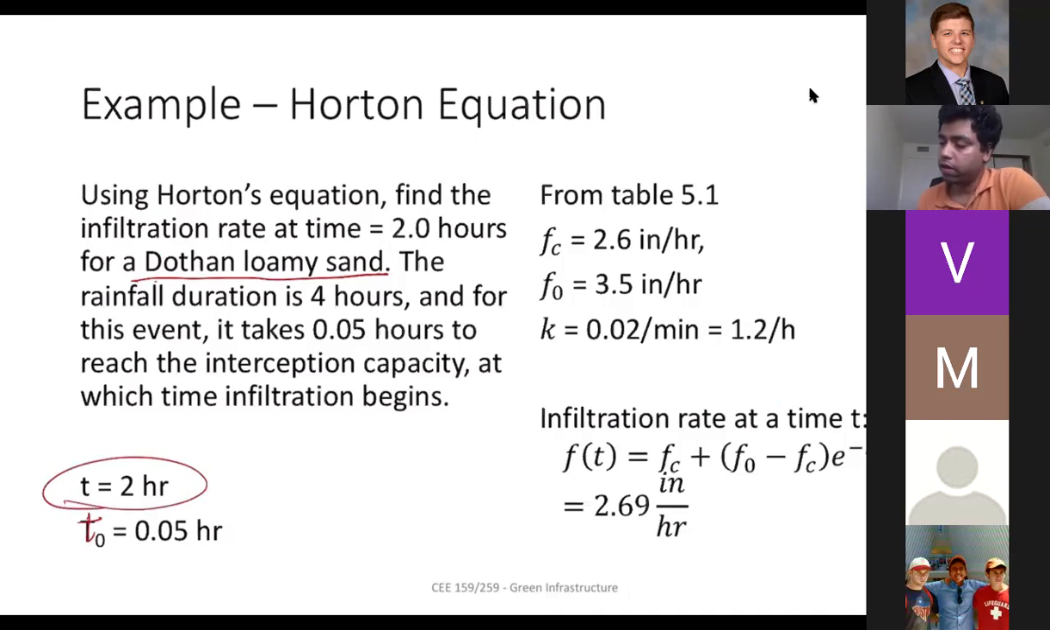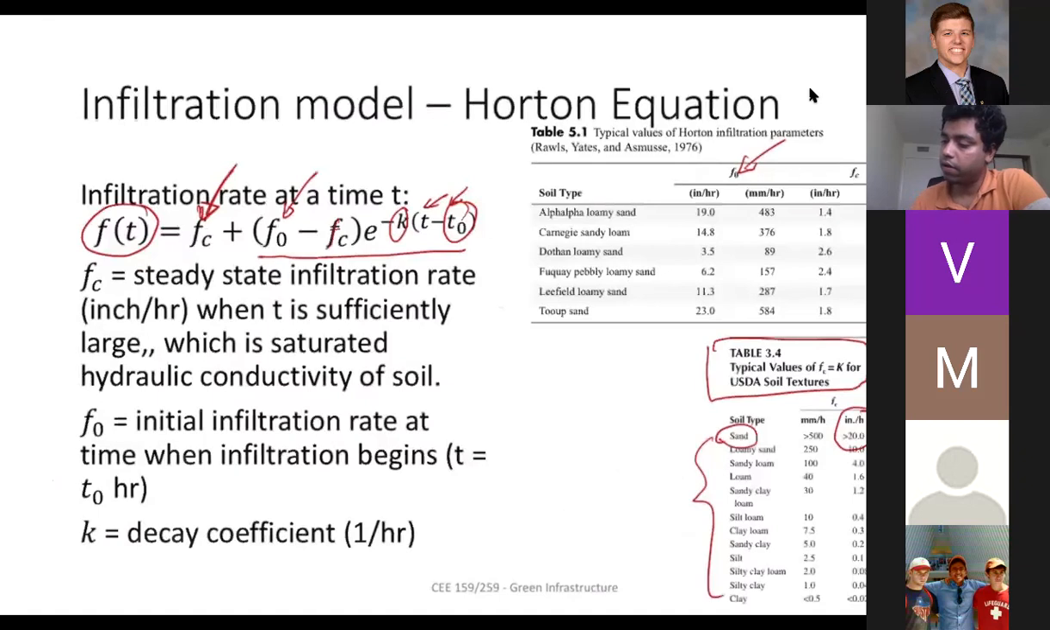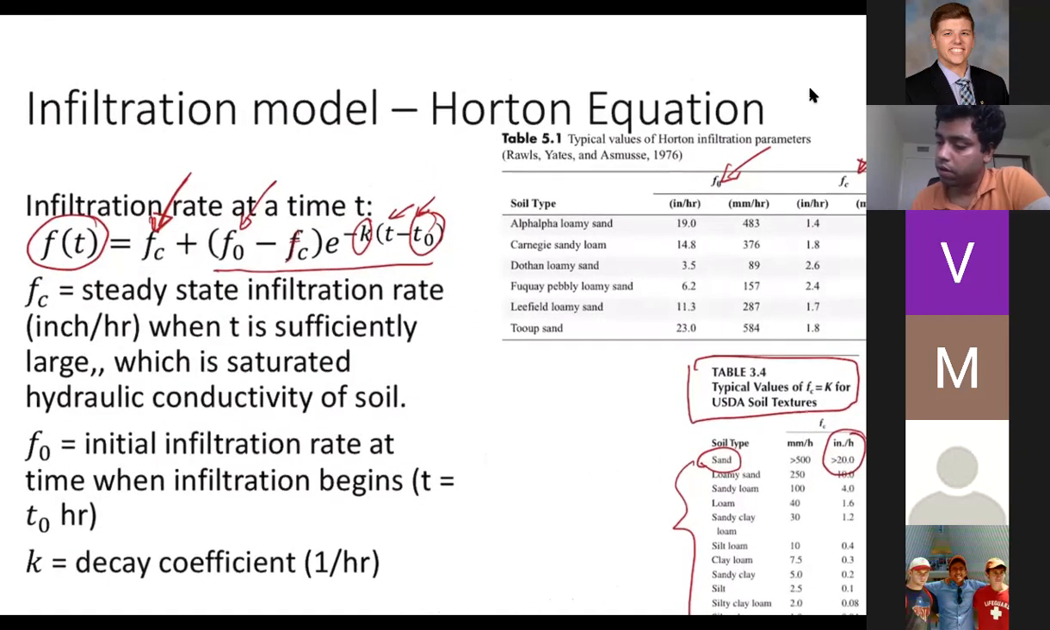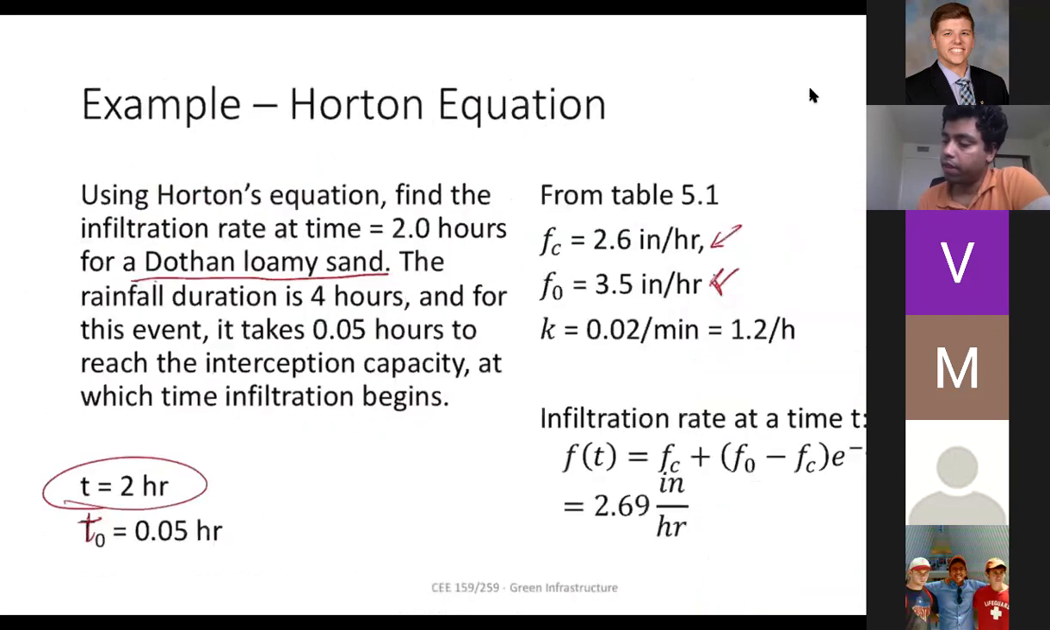Again, you have the equation: Ft equals Fc plus (F0 minus Fc) times e to the power of minus K times (t minus T0). F0 and Fc you can determine from the table given below. It's here. It says sandy loam here. And you have both SI unit as well as English unit. You can use either of them. If you put it here, inch per hour, plug in all those values, you will get that answer. So what that means is your infiltration after 2 hours becomes 2.69.